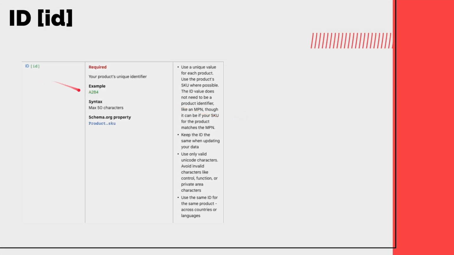Next, ID. So this is important to identify different variants. So you have different colors, sizes of your product. You want to make sure you have different IDs, which we'll talk about later, but this is usually the SKU of the item so that it's very unique to that product.